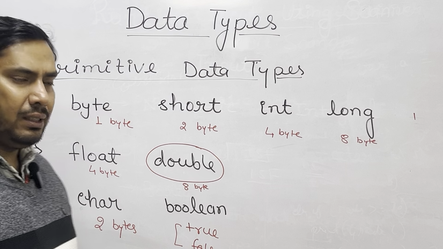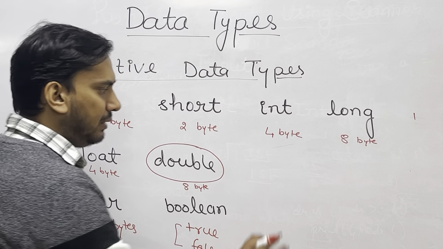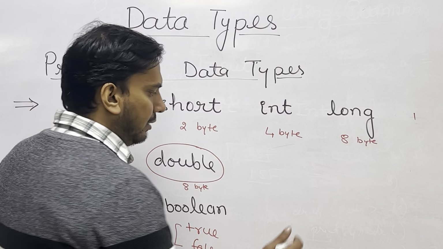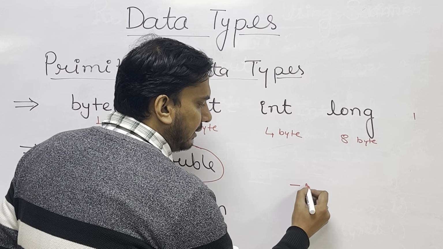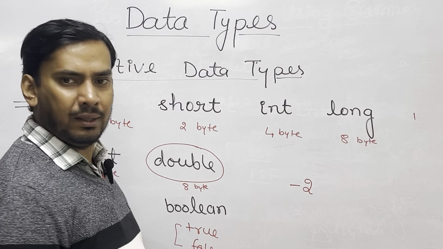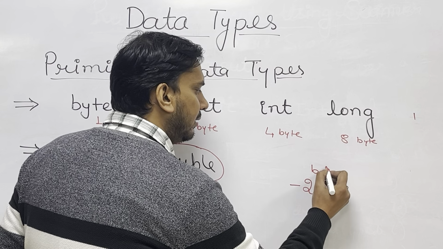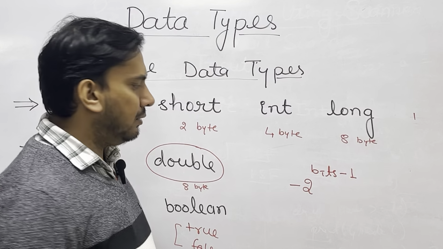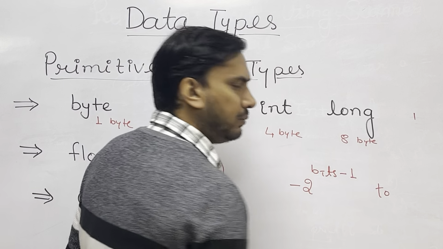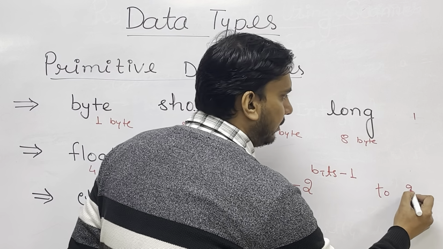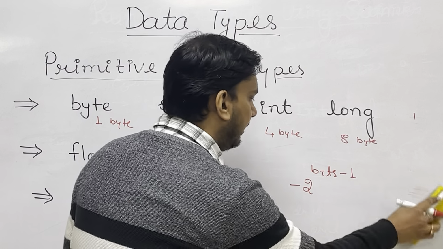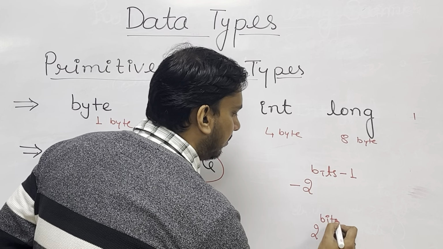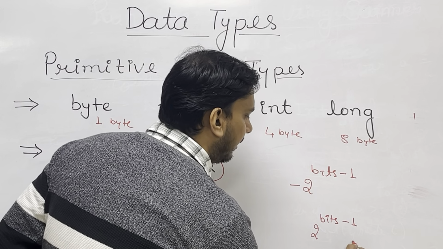It is very simple. For every numeric type, the range of values that you can hold in a variable of that type is minus 2 raised to the power number of bits minus 1, to 2 raised to the power number of bits minus 1, and minus 1.